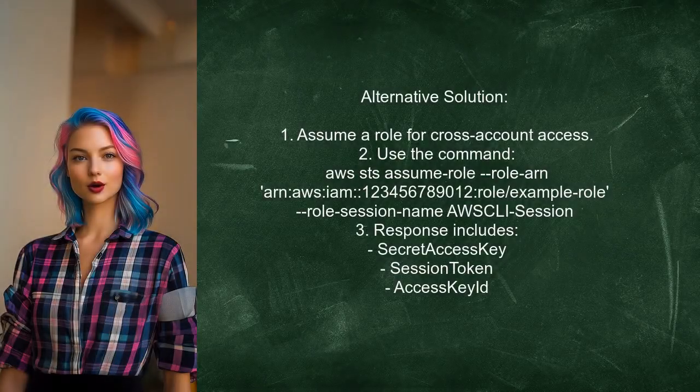An alternative approach to obtaining an authentication token for cross-account permissions involves assuming a role. First, ensure you have a role to assume. You can follow a tutorial on how to do this. The command to assume a role looks like this: aws sts assume-role --role-arn arn:aws:iam::13456789112:role/example-role --role-session-name AWSCLISession.